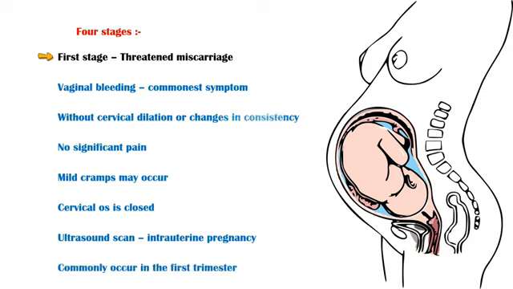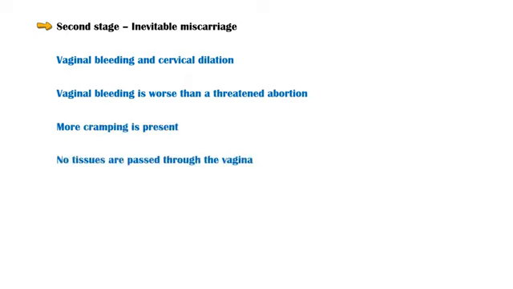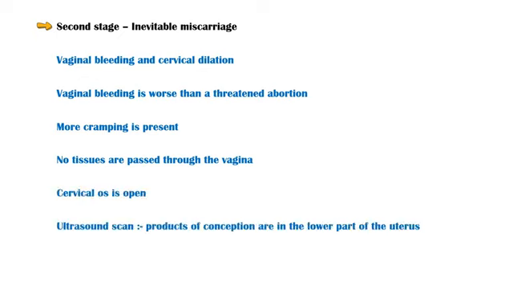Inevitable miscarriage is the second stage. It is associated with vaginal bleeding and cervical dilation. Typically, vaginal bleeding is worse than a threatened miscarriage, and more cramping is present. No tissues are passed through the vagina during this period, and the cervical os is open. On ultrasound scan, the products of conception are located in the lower part of the uterus.